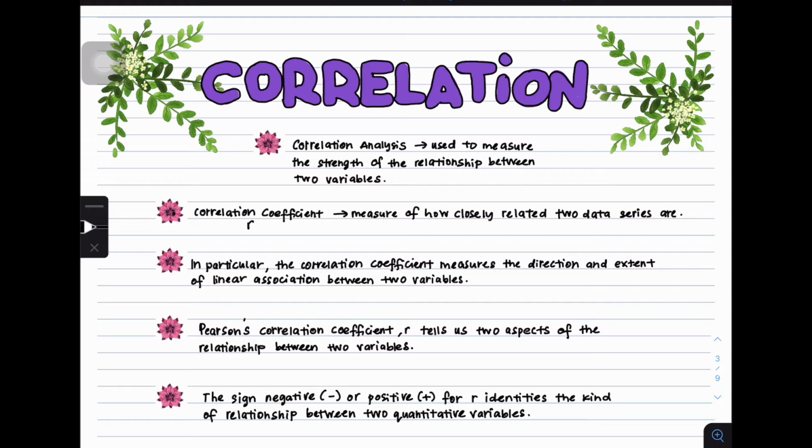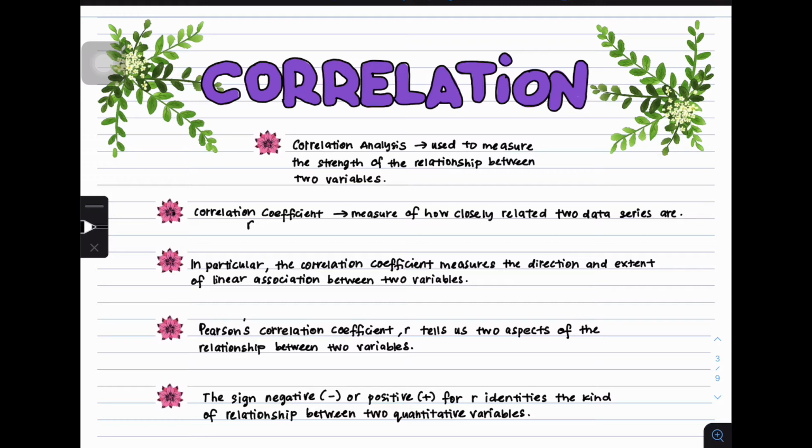Okay, in particular, the correlation coefficient measures the direction and extent of linear association between two variables. Okay, so R also measures the direction and extent of linear association between two variables. Maksudnya hubungan lah antara dua variable ni. Pearson correlation coefficient R tell us two aspects of the relationship between two variables. Okay, so we have one correlation coefficient that we call as a Pearson correlation coefficient, which is R just now. It tells us two aspects of the relationship between two variables.